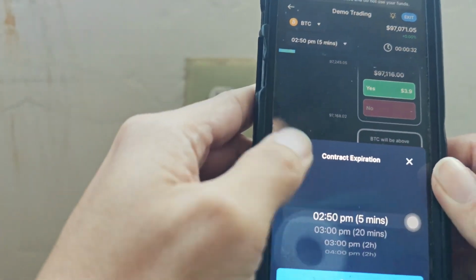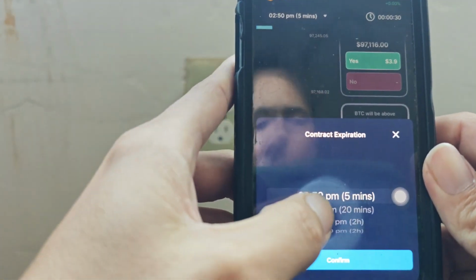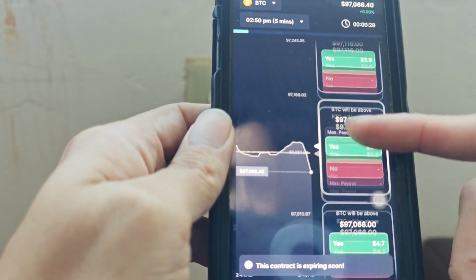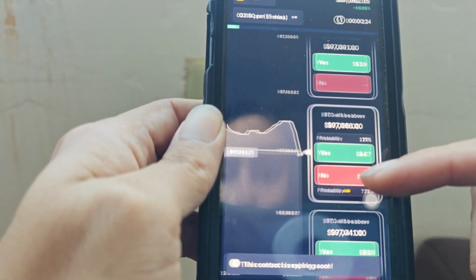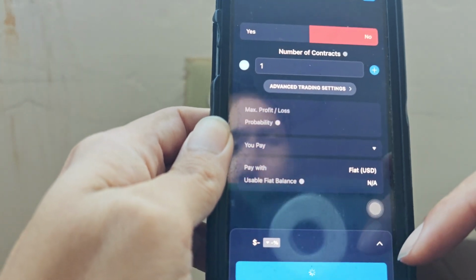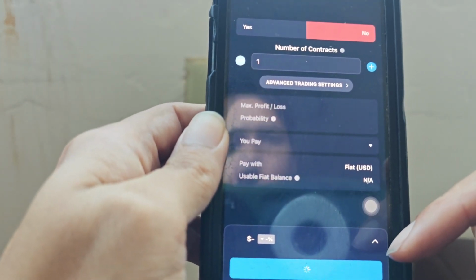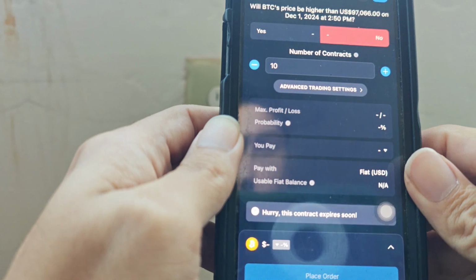You can even look here at the 20 minutes, which I recommend. The 5 minutes is just way too, I mean, it's gonna be always like this, stopping because it's volatile. So right here, Bitcoin will be above this. No. Let's see here if we can get a good deal. Obviously not, because it's pretty volatile right now.